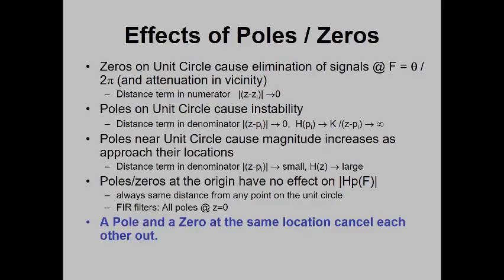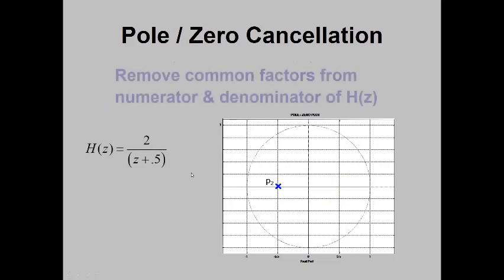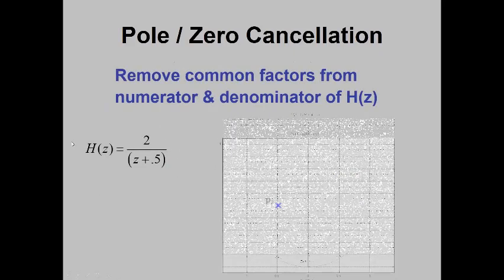If I happen to have a pole and zero at exactly the same location, they effectively cancel each other out. It's like removing common factors from the numerator and denominator of H of z. So having a pole and a 0 at z equals 1/2, well, here I have a pole. If I drop a 0 on it, it's like it's not there, just as we would cancel out those two terms as common factors in the ratio H of z.